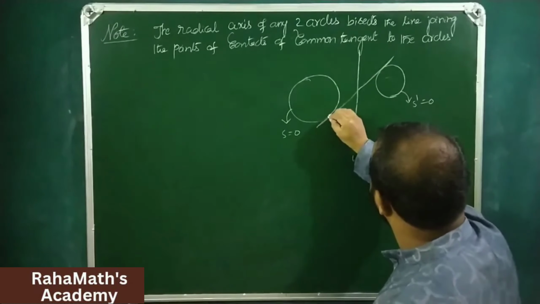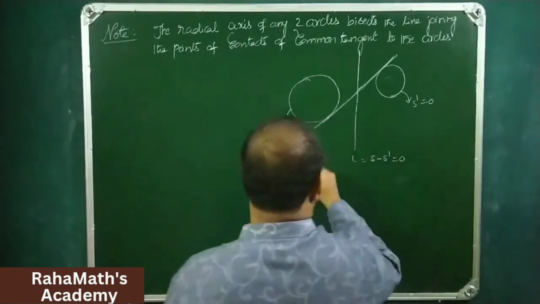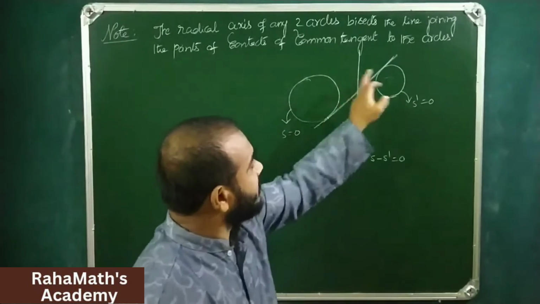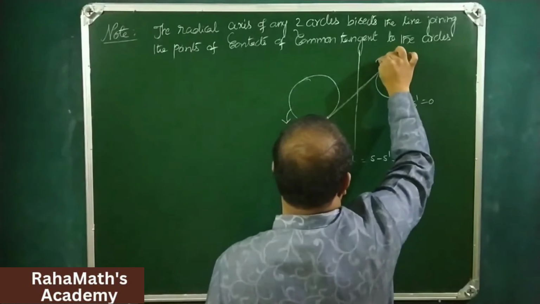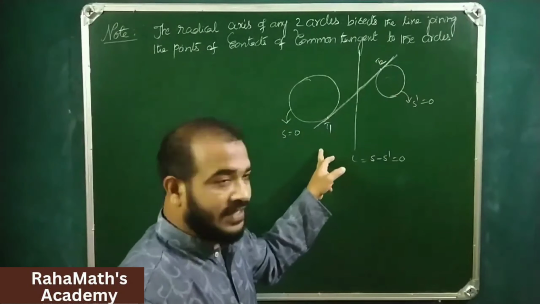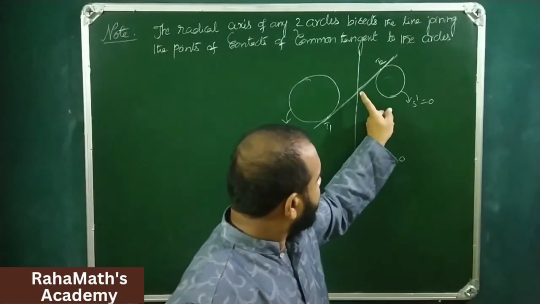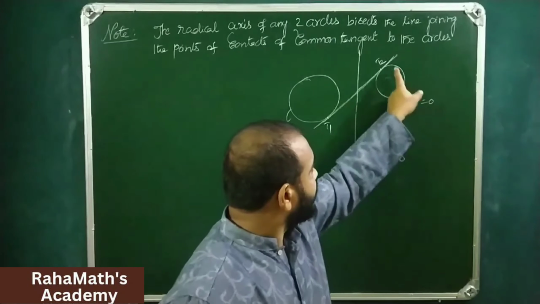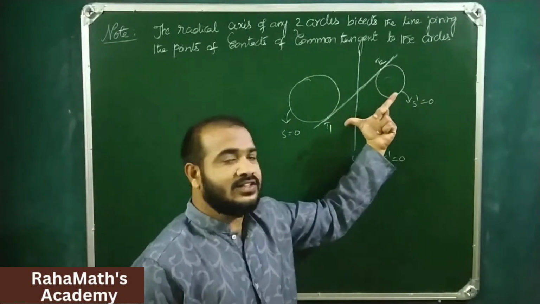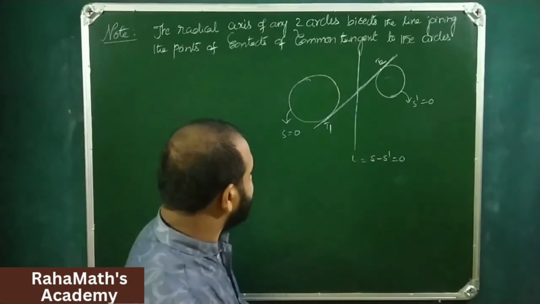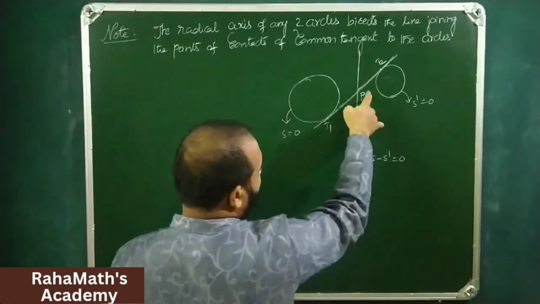Now, let us suppose that this is a common tangent for both of the circles. This is T1 and this is T2. This common tangent touches the circle S equals 0 at T1, and touches the second circle S' equals 0 at T2. Since the tangent is common to both the circles, it is said to be a common tangent, and this is the radical axis. So the radical axis and the common tangent are meeting at point P.